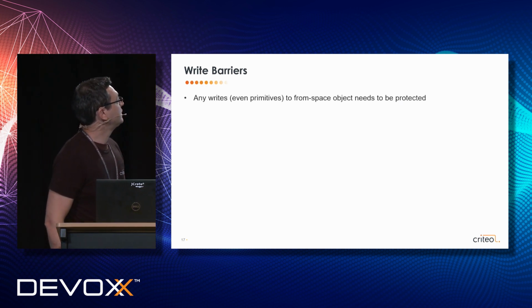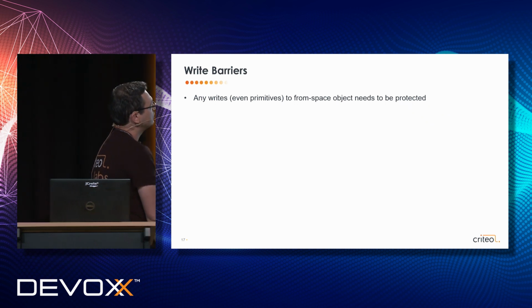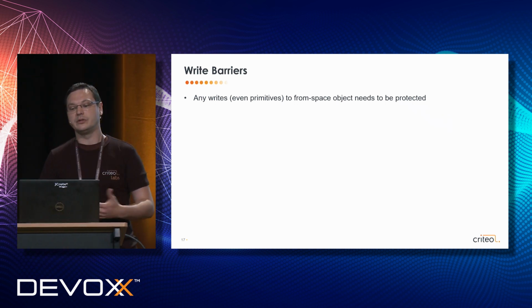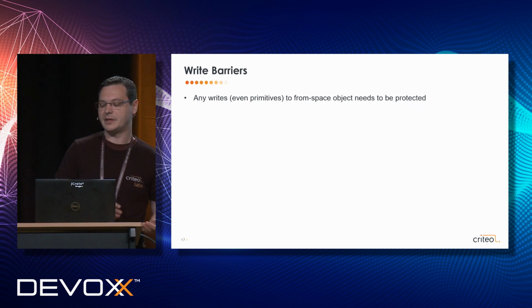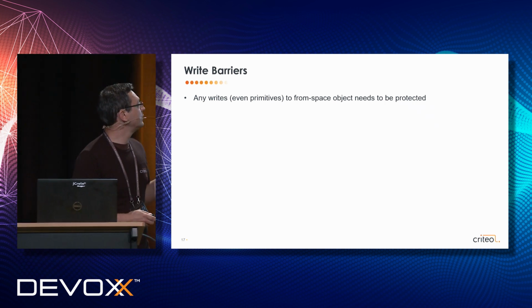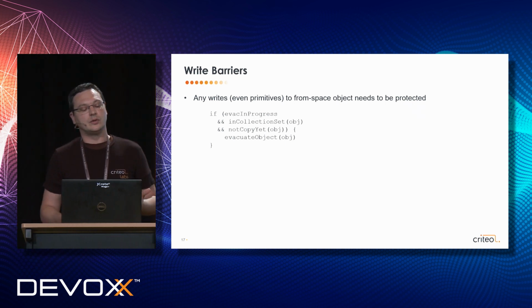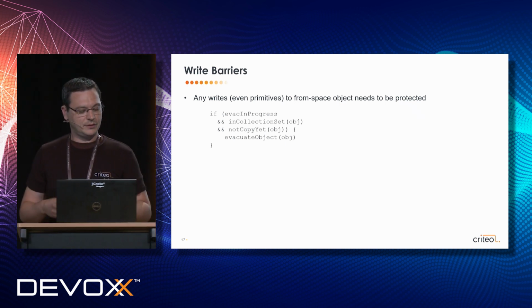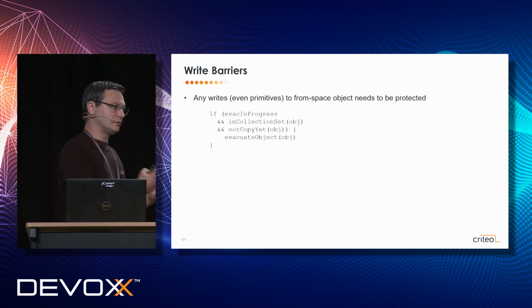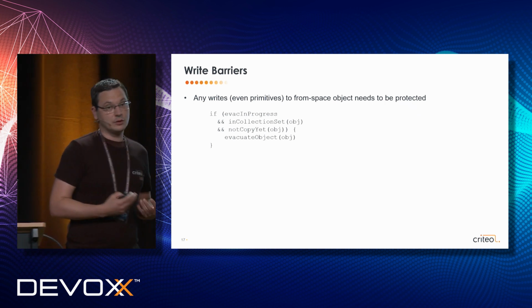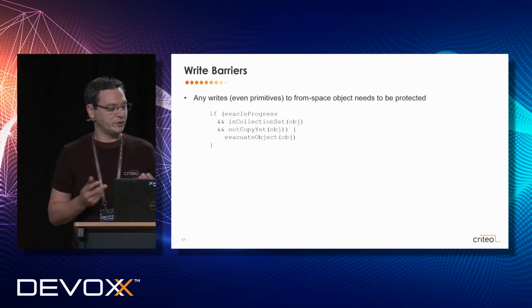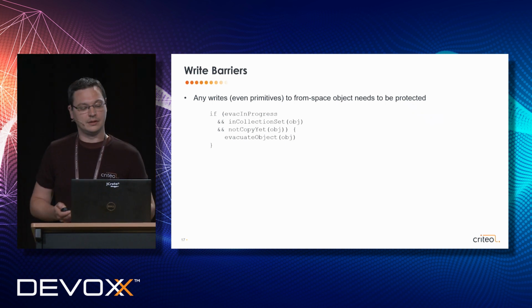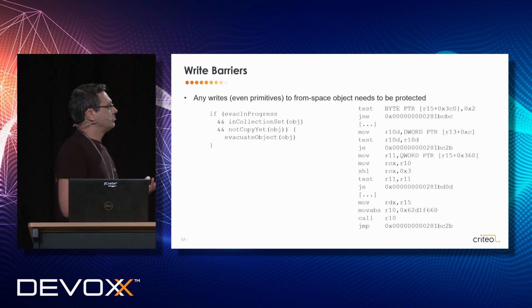So, the write barrier. Any writes, even for primitives, will trigger this barrier. Every write into an object that is in from space will be protected by this kind of code, pseudocode in Java. So if we have an evacuation in progress, and if the object is in the collection set that we'll try to reclaim by the GC, and if the copy is not yet done for this object, we evacuate this object. Just these conditions are the write barrier. In terms of code, it will be like this.